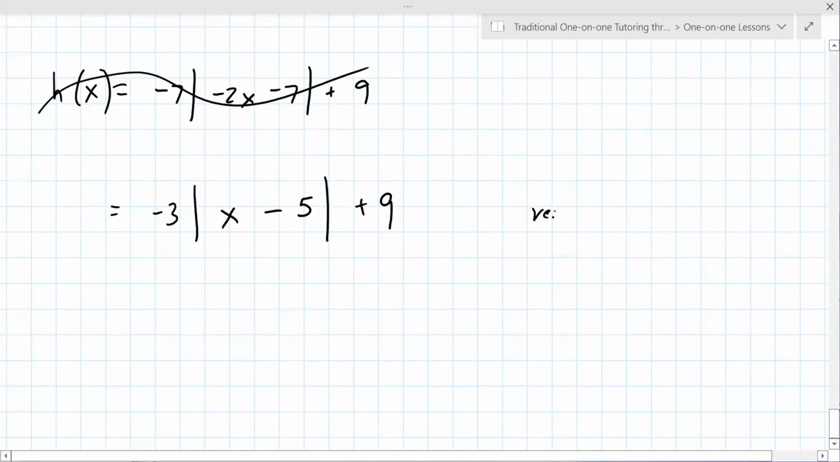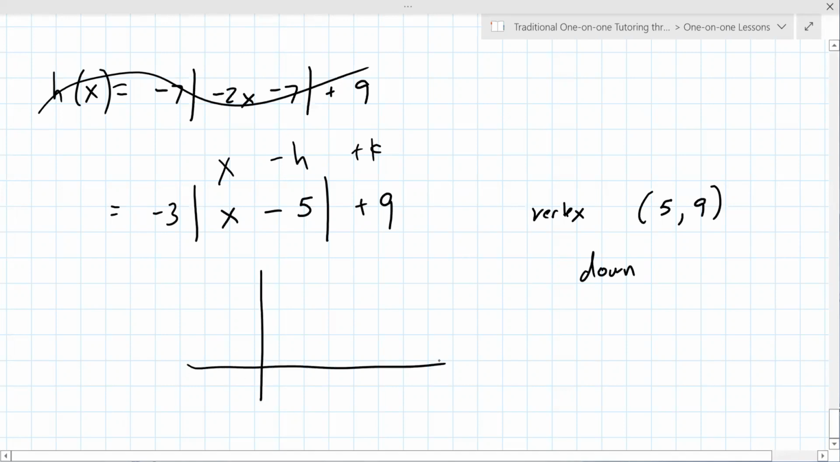What is the vertex of this? Hopefully you see it's (5, 9), because it's the x minus h plus k. Now, does it open up or down? And that depends on this number. It's less than 0. So it's -3, so down. Down, yeah. So a quick sketch, (5, 9) here, it opens down. Do you see how it has 2 intercepts?